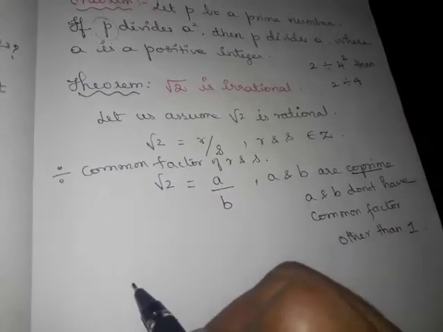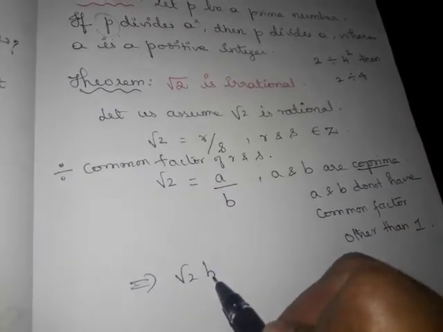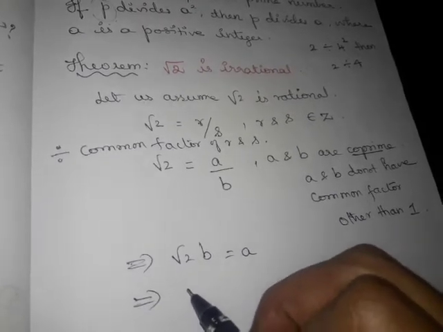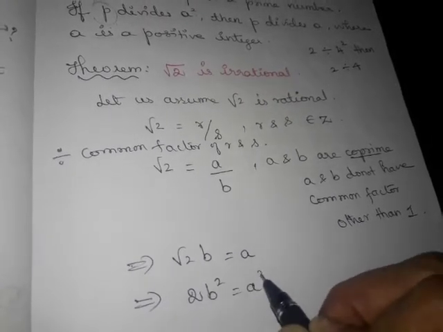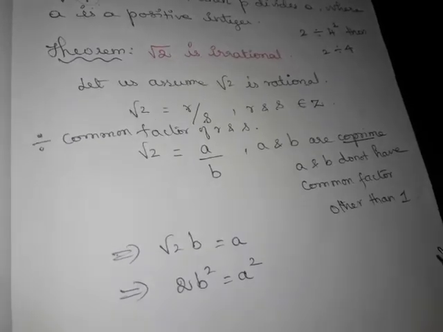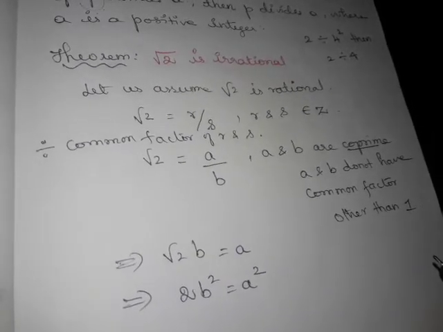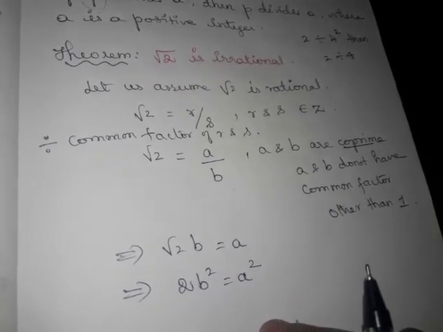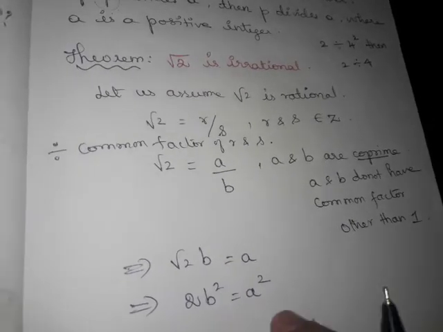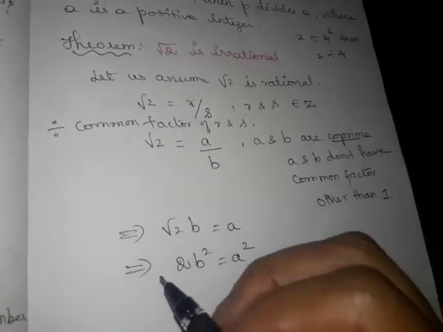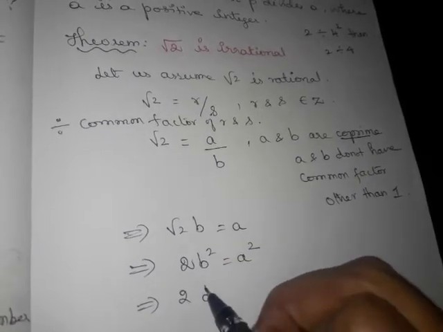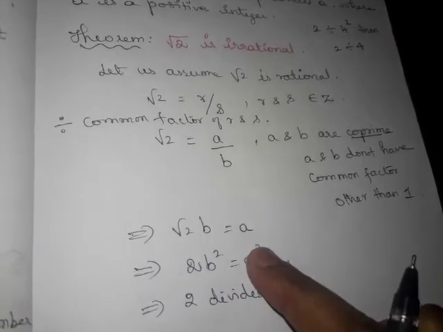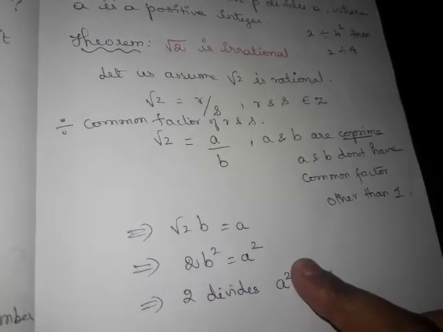Now cross multiply this, what will we get? Root 2 B is equal to A. Now we are going to square both sides, so it will become 2B square is equal to A square. Right? Now what does this imply? 2B square is equal to A square means 2 divides A square, right? Then only will we get an equation like this.